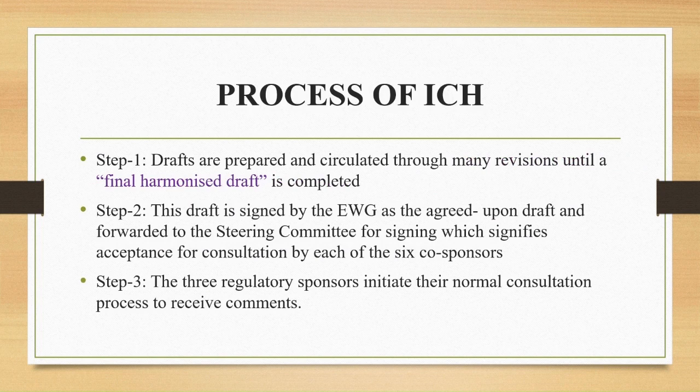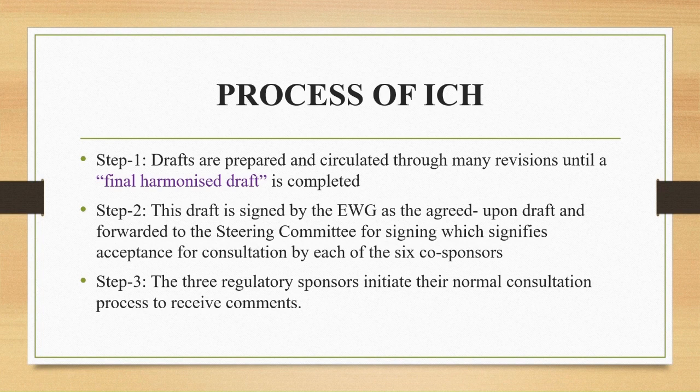Now we will see the process of ICH. So different steps we have. The first one is that drafts are prepared and circulated through many revisions until a final harmonized draft is completed. In step 2, this draft is signed by the working group as the agreed upon draft and forwarded to the steering committee for signing, which signifies acceptance for consultation by each of the 6 co-sponsors.